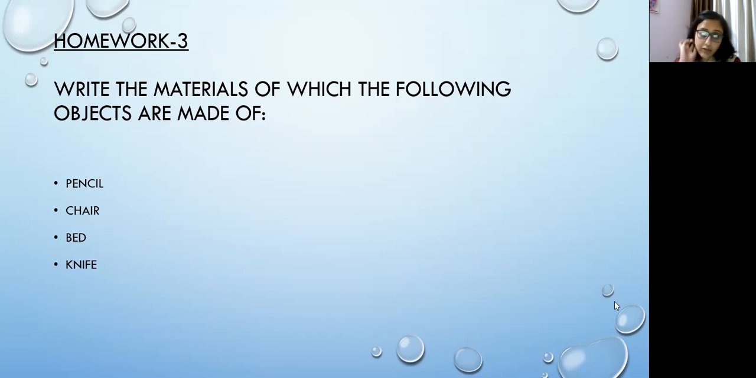Now here see children, if I talk about a chair, we have seen plastic ones, and we have seen wooden ones. So you can write both. Okay? So more than one material could be your answer. You can write more than one material. These things can be made using more than one material. So this is your question number 3. Just note it down in your copies. Okay, so let's move on now.